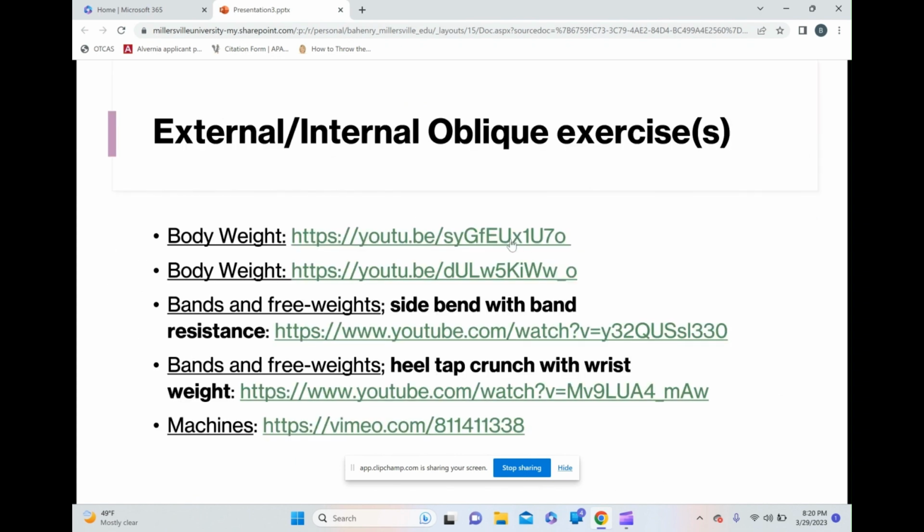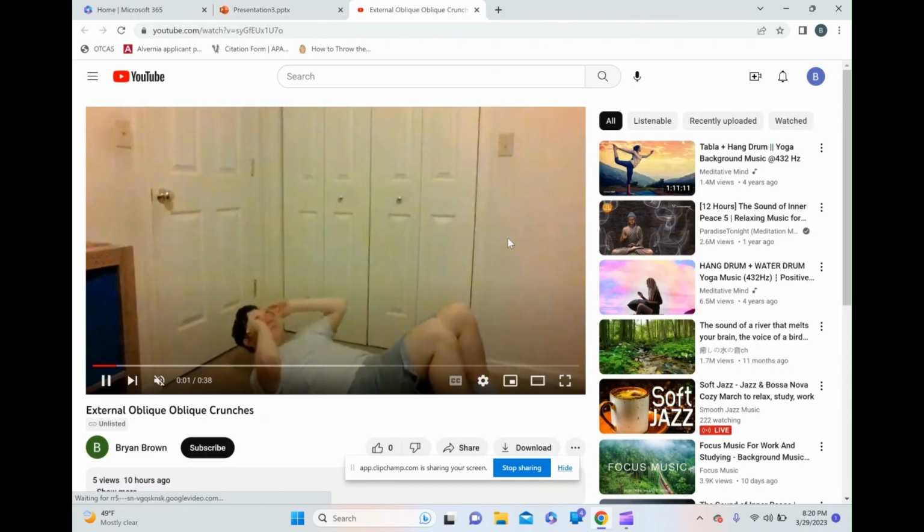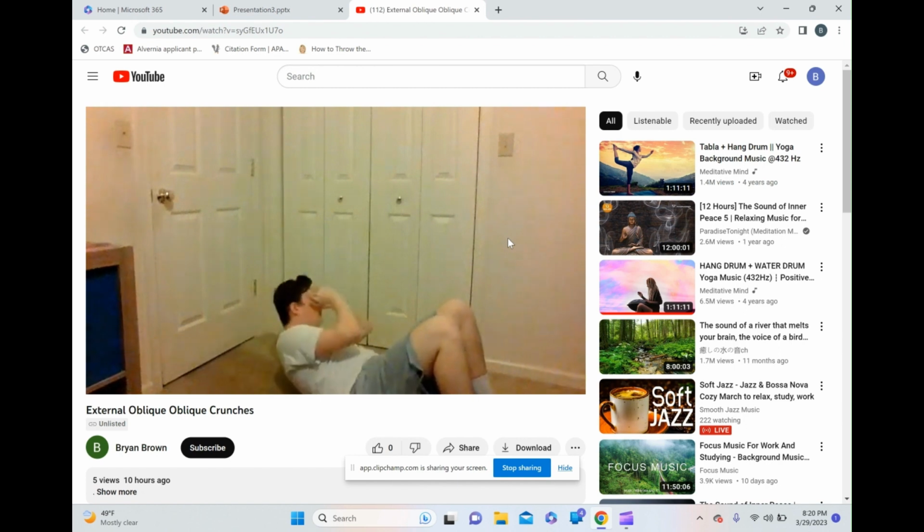First, we have a simple body weight exercise. These are called external oblique crunches. It is recommended to participate in a higher number of reps with little to no weight for this exercise.